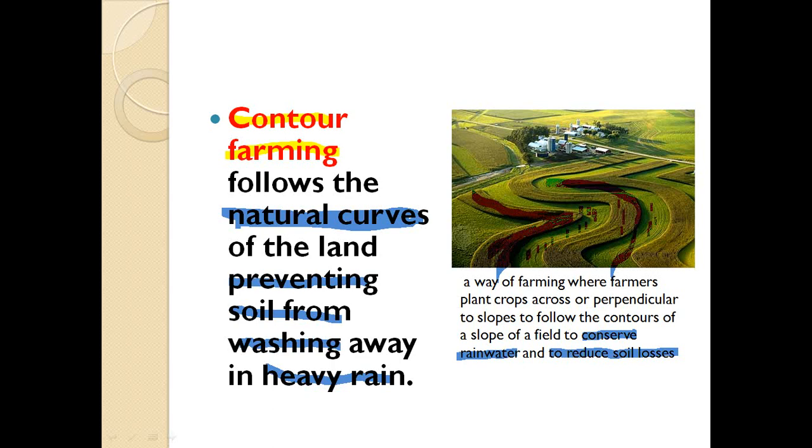Contour means there is a frame. They put the plants in a special frame, special shape. Okay, the farmers start to farm their farm through following the natural curves of the land. They farm their crops following the natural curves of the land. Why? To prevent soil from washing away. It will get washed away if it's not actually contour farmed in heavy rain. Okay, and to reduce soil loss.